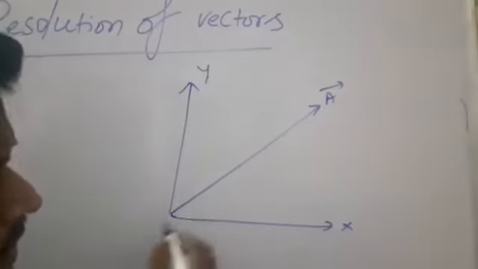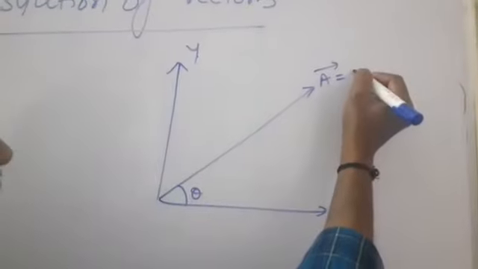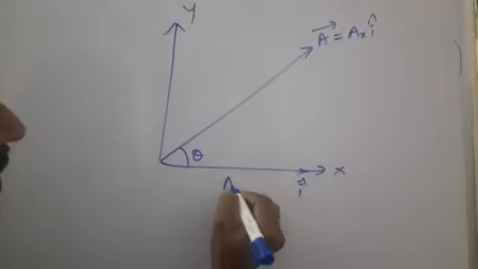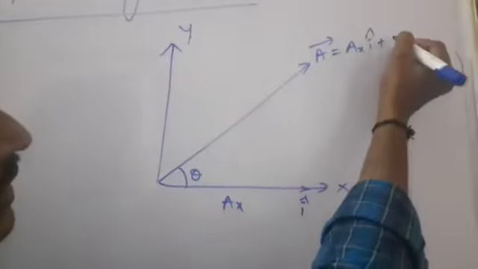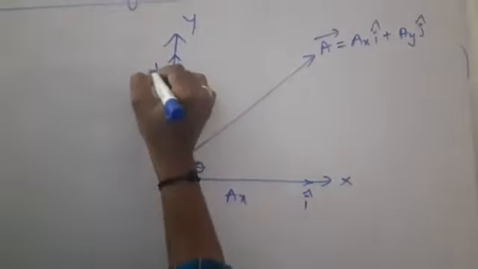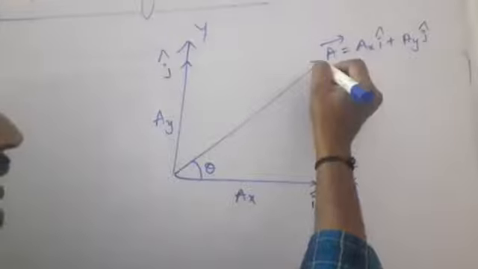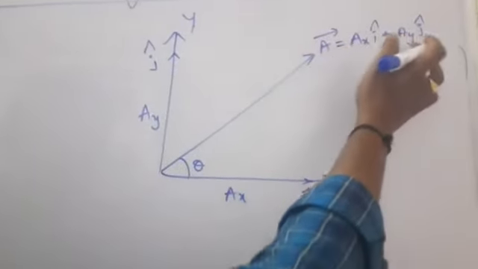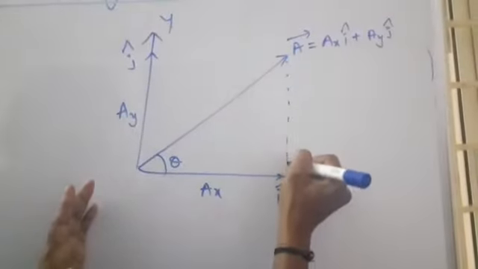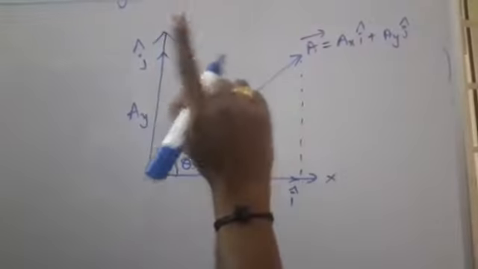This is A bar. This vector makes an angle theta with the x-axis. The vector's components are Ax along the x direction, with unit vector i cap, and Ay along the y direction, with unit vector j cap. So the vector is the sum of two components, one horizontal and the other vertical. When we add these two components, we will get the result according to addition of vectors.